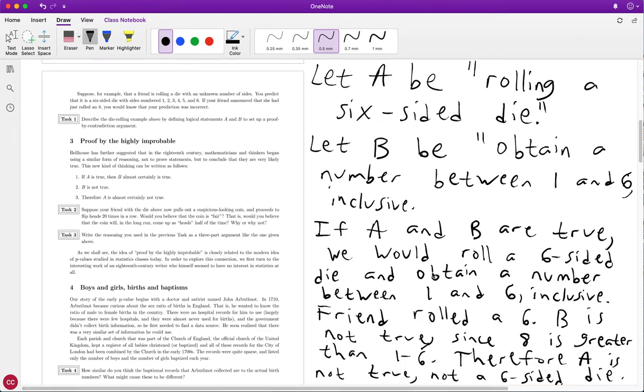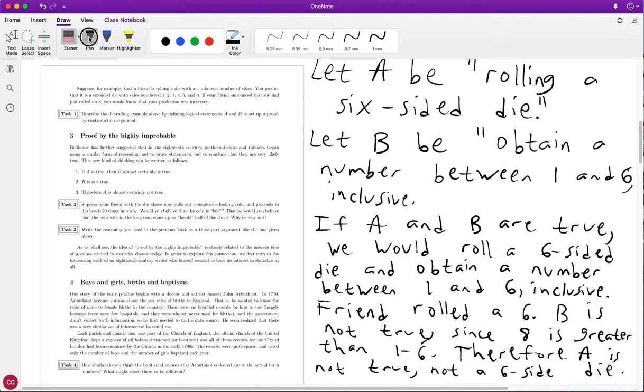Okay? So because we let A be a 6-sided die, since we just showed that B was not true, A is also not true, and it's not a 6-sided die, which is what this task 1 here was showing. So that's the main idea among task 1 in here. Alright? But, of course though, instead of mathematics, that's not the only way to prove something. We also have something called a proof by the highly improbable.